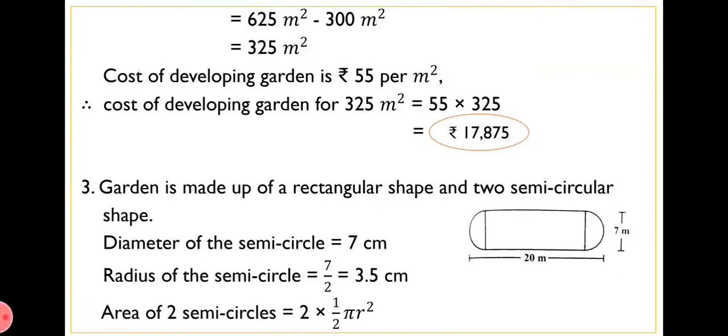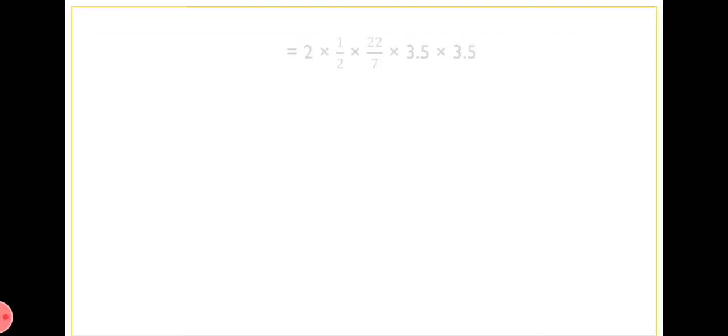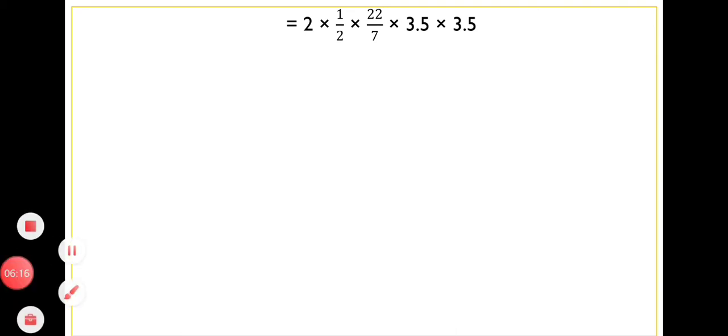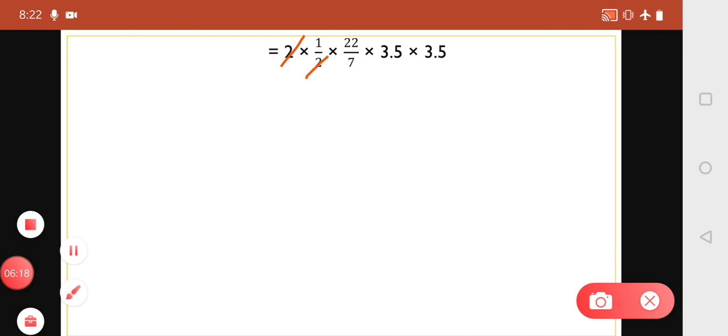Now the area of one semicircle is half pi r square. We want to find the area of two semicircles, so we will multiply by 2, that is equal to 2 into 1 upon 2 pi r square, that is equal to 2 into 1 upon 2 into 22 upon 7 into 3.5 into 3.5. We have found the radius, so we insert the value of the radius. Now again we can cut this. Here you can see we can cut 7: 7 ones are 7, and 7 fives are 35, and the decimal point is before 1 digit, so we will write 0.5.